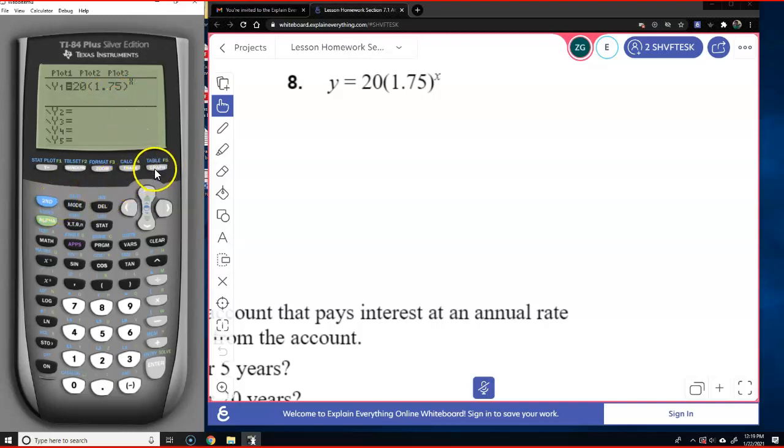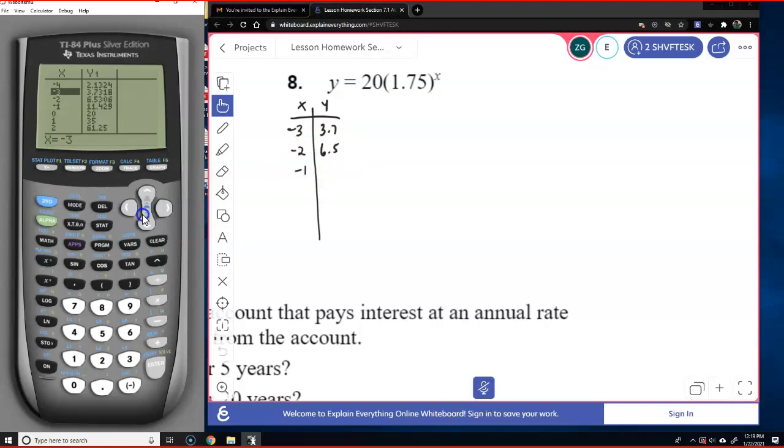But let's look at our table, second graph. And I'll probably start with -3. So x equals -3. So the y value is 3.7. When x is -2, it's going to be 6.5. When x is -1, it's going to be 11.4. 0 is 20, right? 1 is 35, and then 2 is 61.2.